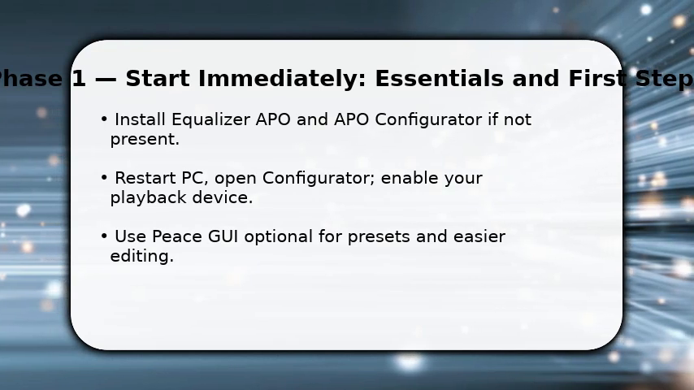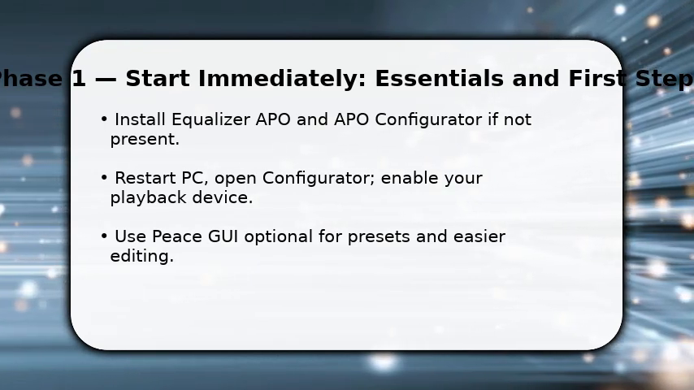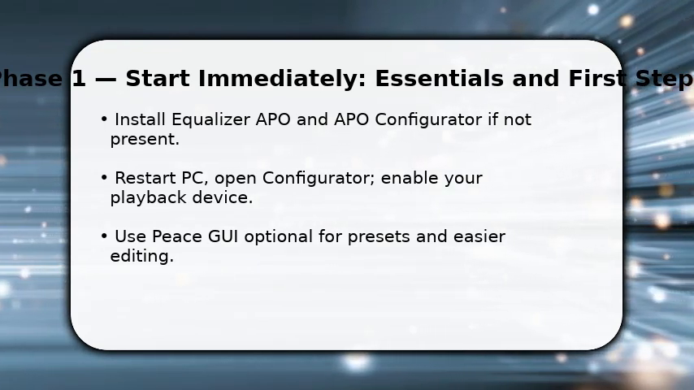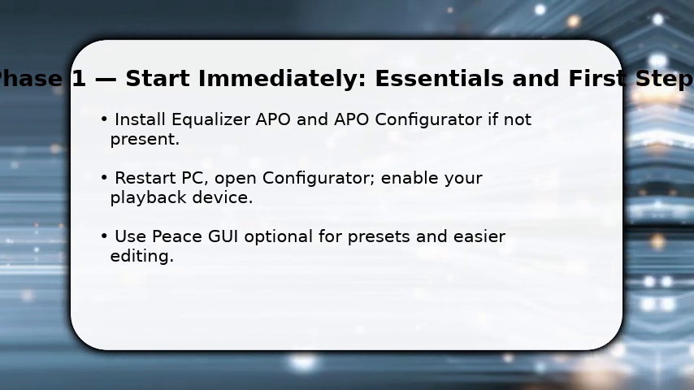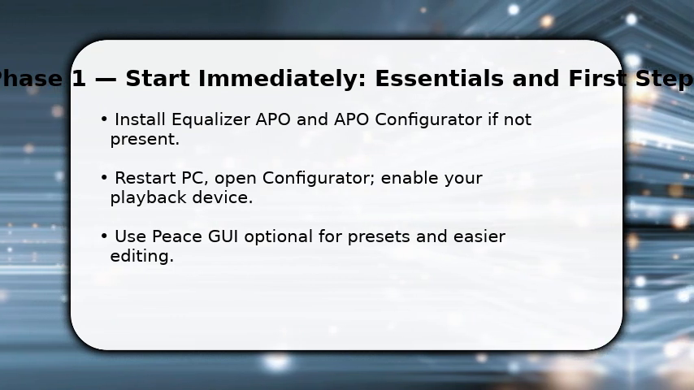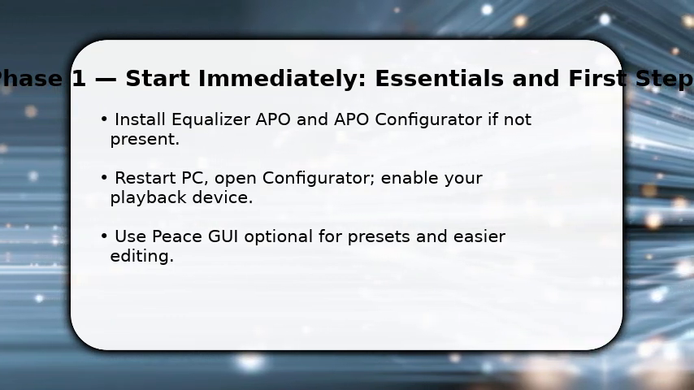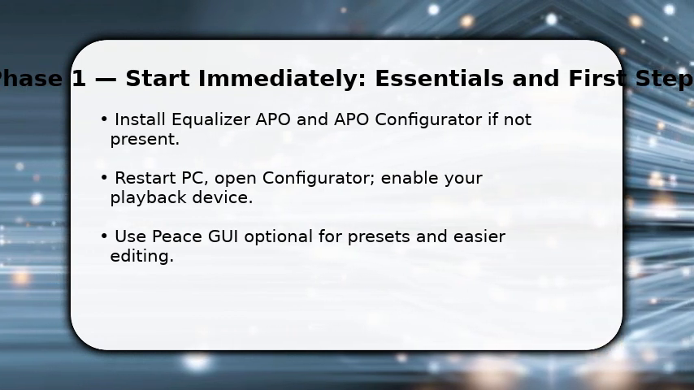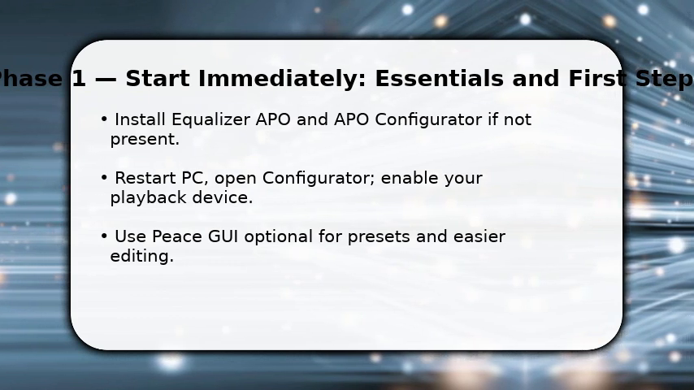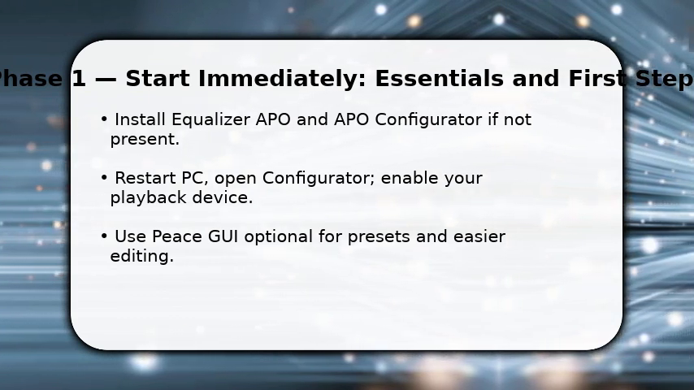Enjoy the video. You start by installing Equalizer APO and optionally the Peace GUI. This tutorial uses the stock config so you learn the core. Once done, open Configuration Editor through Configurator and ensure your output device is enabled. No device, no processing. Now create a new preamp node and a parametric filter group. These are the containers you'll tweak.